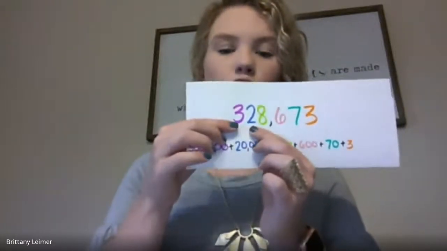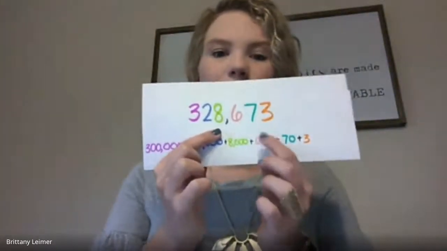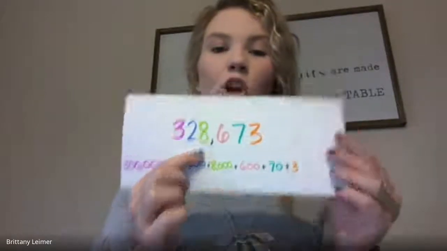So 300,000 plus 20,000, plus 8,000, plus 673. So expanded form is just taking each digit in its place and telling me its value, how much it's worth. So this is my hand signal for value, how much it's worth.